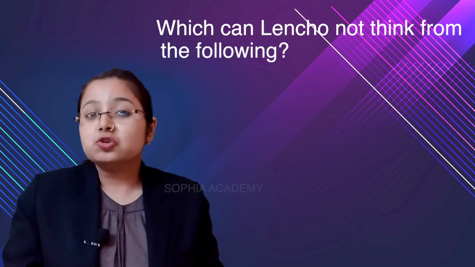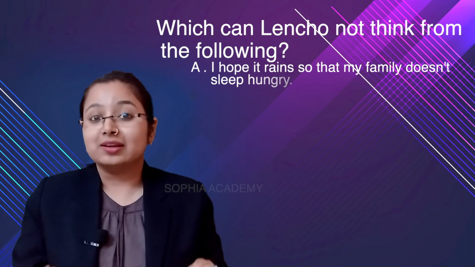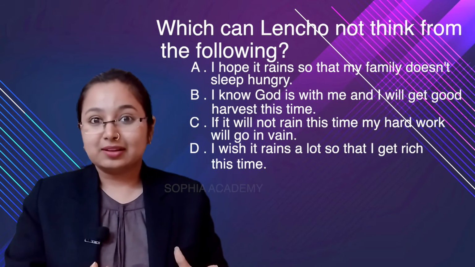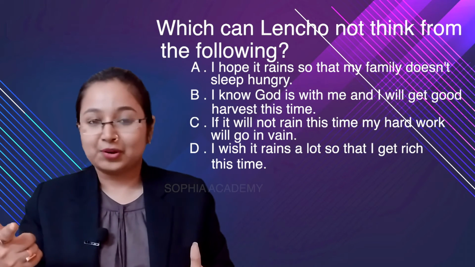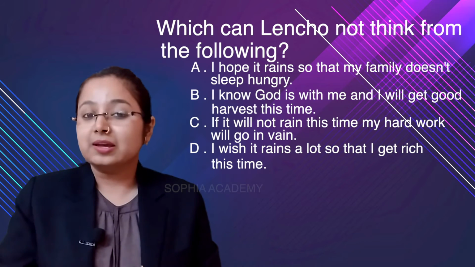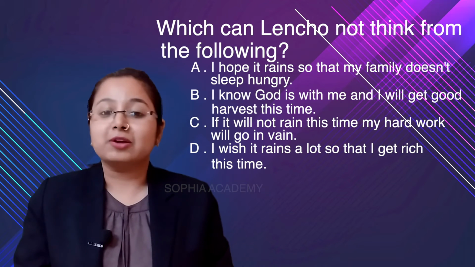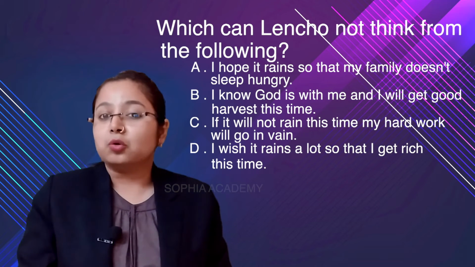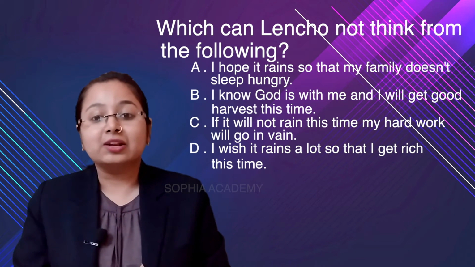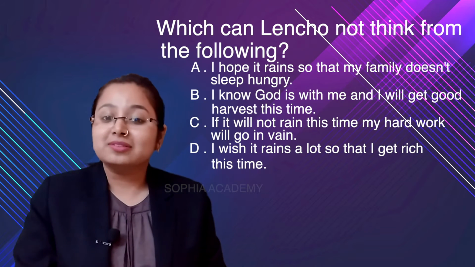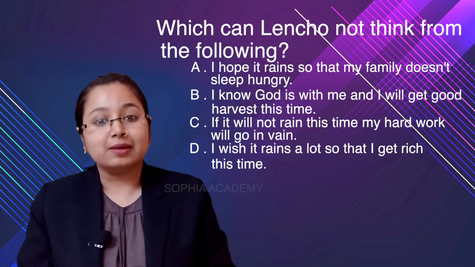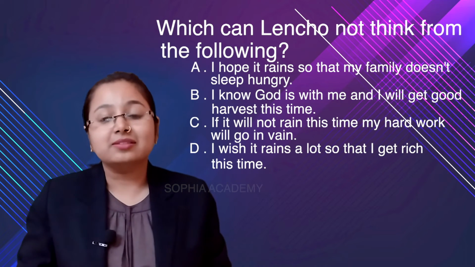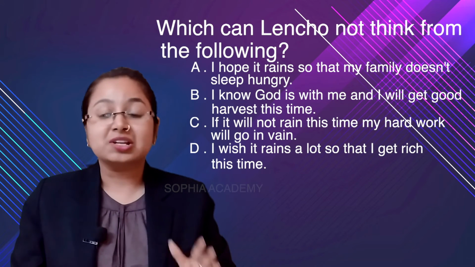Which can Lencho not think from the following? See, if "not" is mentioned in the question, you need to be alert. Now you need to think again. The options are: option A, I hope it rains so that my family doesn't sleep hungry. Option B, I know God is with me and I will get good harvest this time. Option C, if it will not rain this time, my hard work will go in vain. And option D, I wish it rains a lot so that I get rich this time.